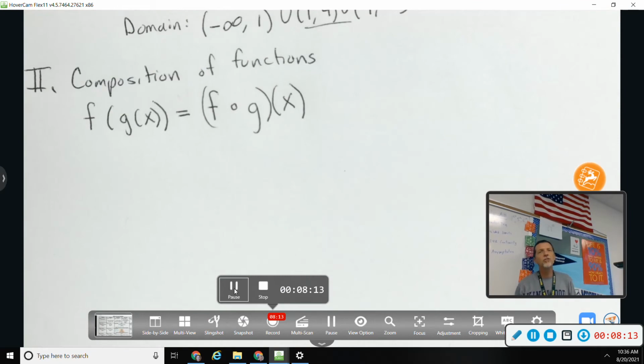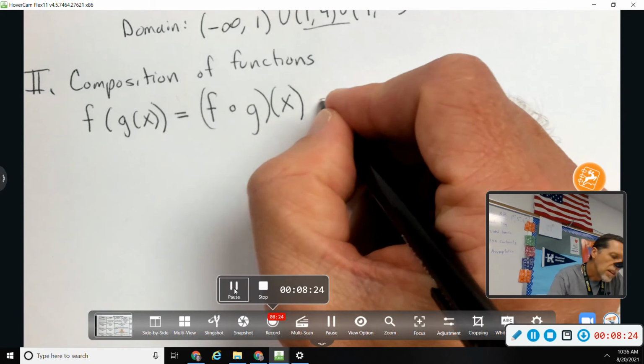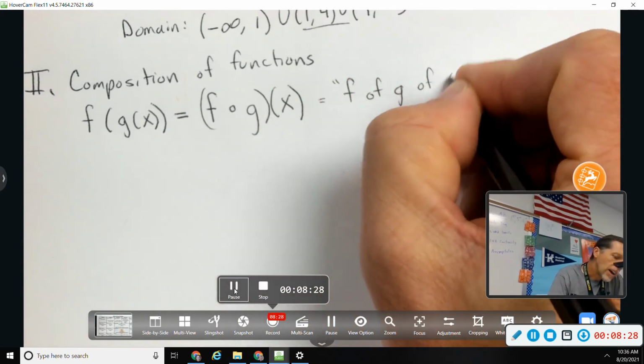f of g of x. Does that look familiar? Mm-hmm. Yes, good. They mean exactly the same thing, it's just different notations. And if we want to say it, f of g of x.